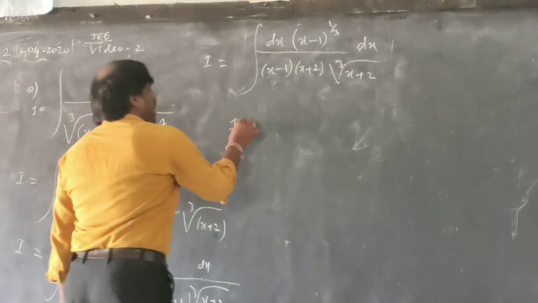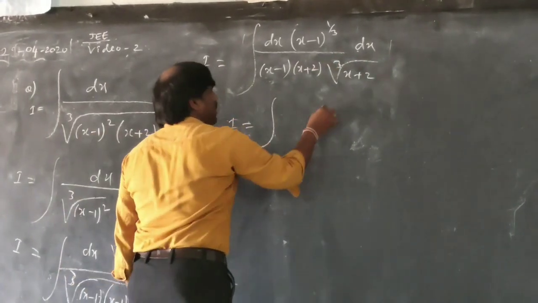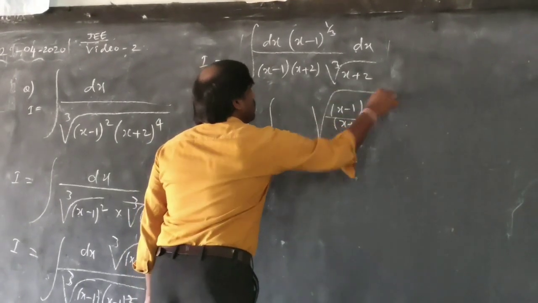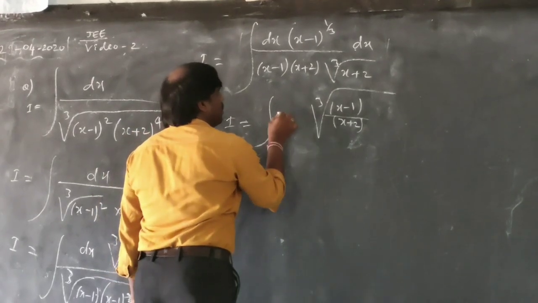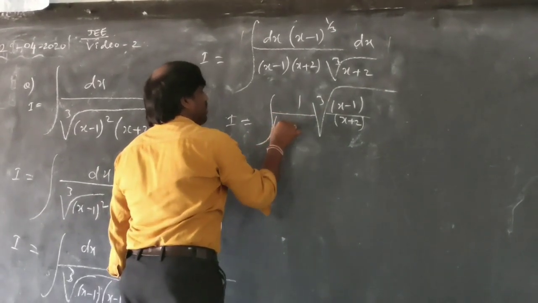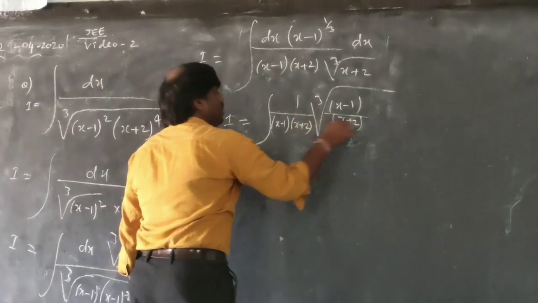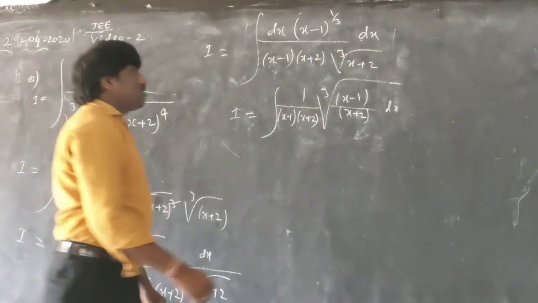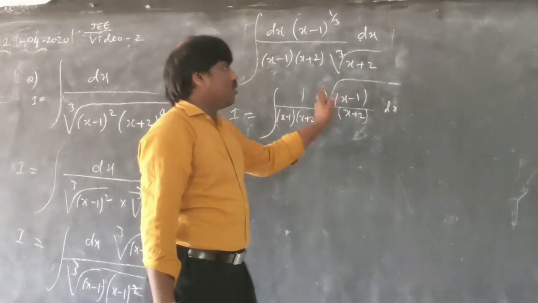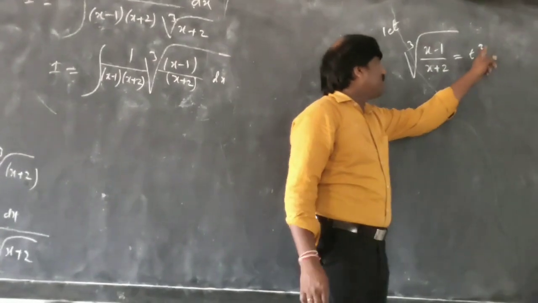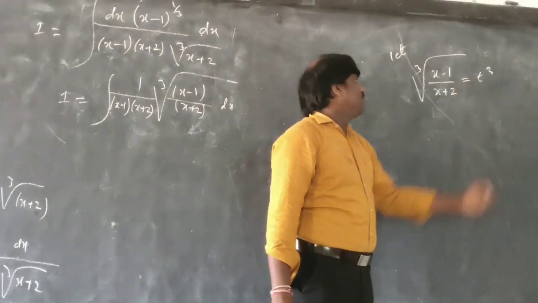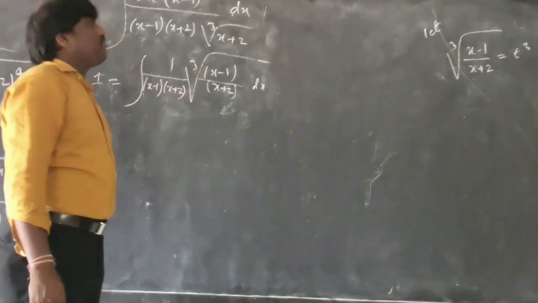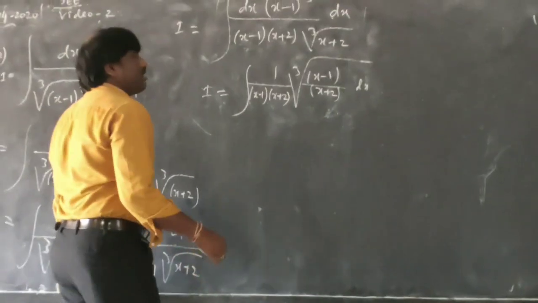So I is equal to, I can write this as cube root of (x minus 1) upon (x plus 2), divided by (x minus 1) into (x plus 2) dx. Because this x plus 2 is down there, you can take it totally on the top. So what I do here: (x minus 1) upon (x plus 2) cube root, I will take as t. Now to remove this cube root, I take it as t cube, cubing on both sides. So the cube root gets cancelled out.